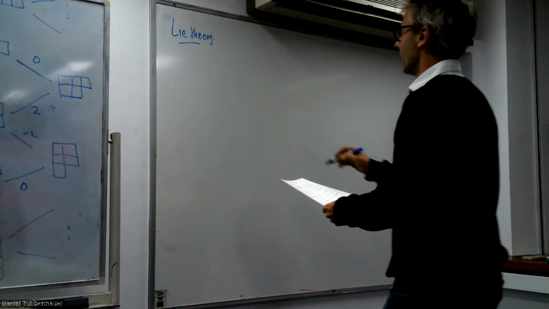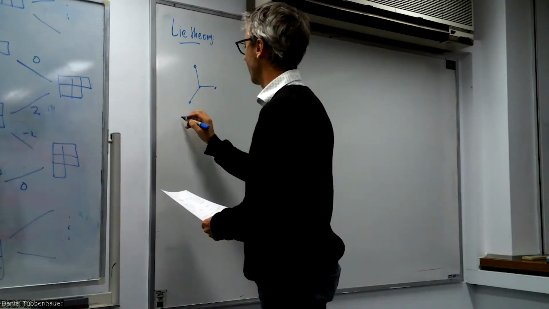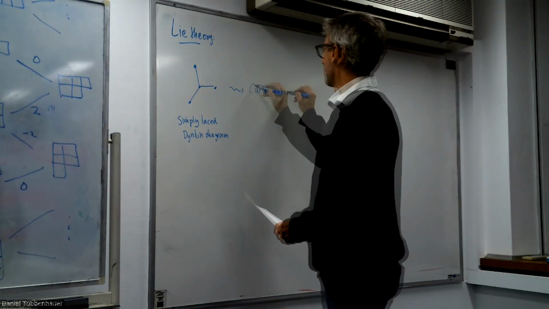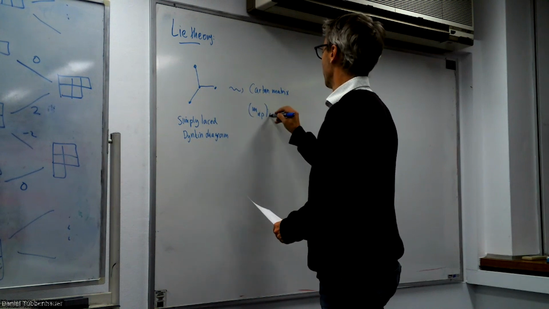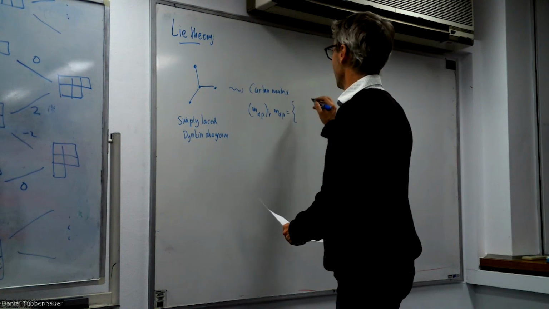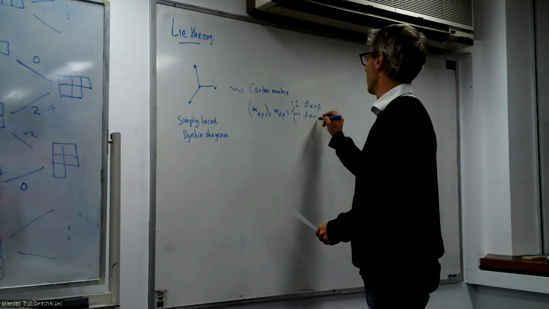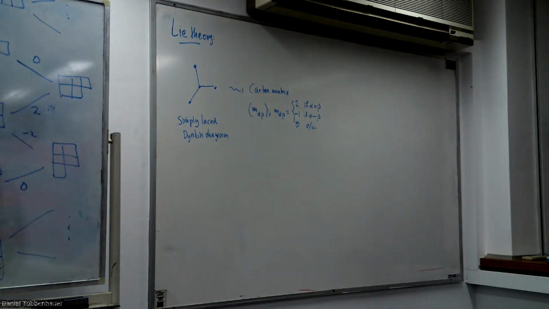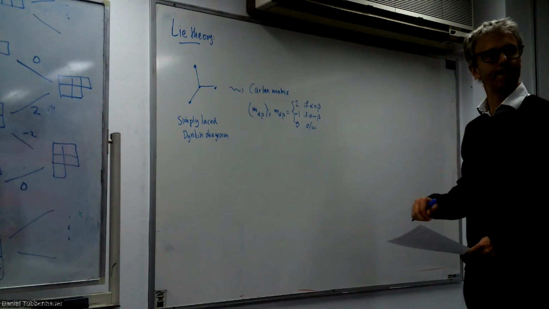If you have a simply laced Dynkin diagram, you can associate a Cartan matrix, M alpha beta, where M alpha beta is 2 if alpha equals beta, minus 1 if alpha and beta are connected, and 0 otherwise. That's how you read the Cartan matrix of a simply laced Dynkin diagram. And this can go both ways, right? For a suitable Cartan matrix.